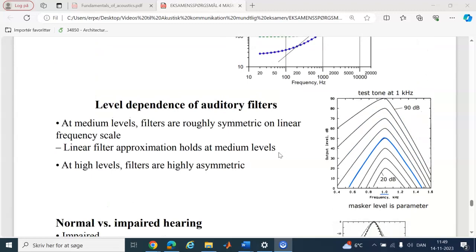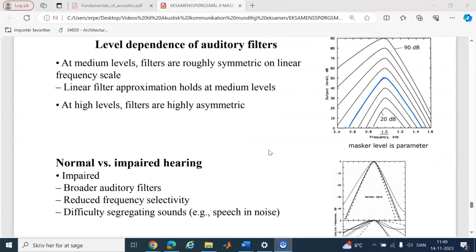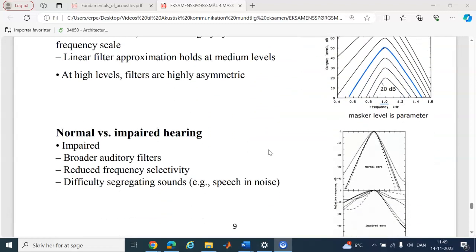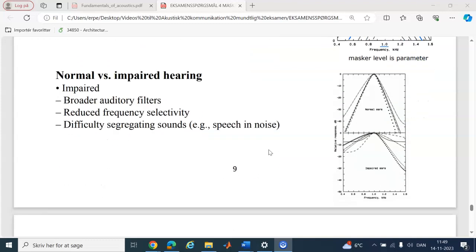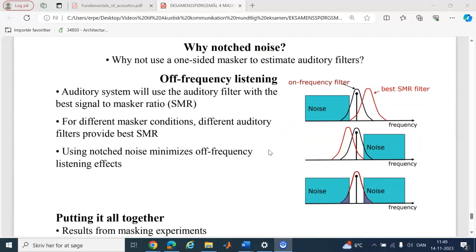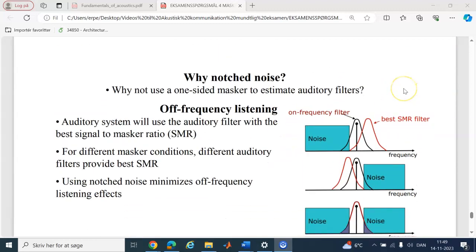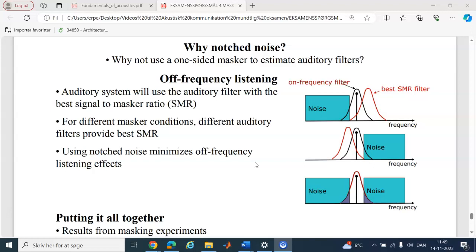Masking level, frequency, tone: normal versus hearing loss. Impaired hearing means broader auditory filters, reduced frequency selectivity, and difficulty segregating sounds such as speech and noise. And it shows that notched noise minimizes off-frequency listening effects. So you can measure the area; it's the best way.